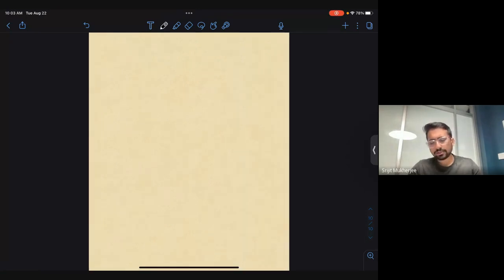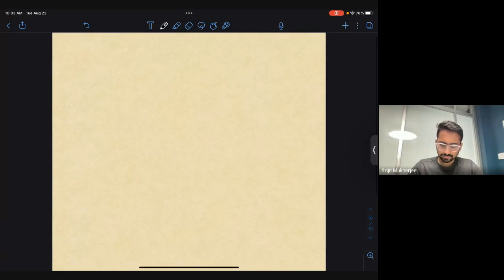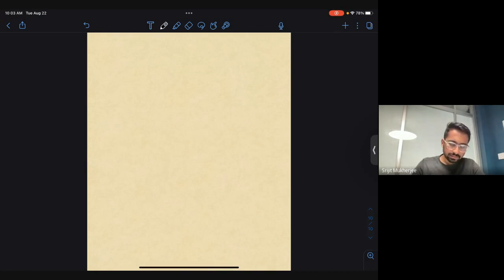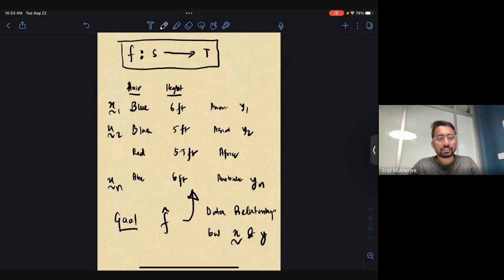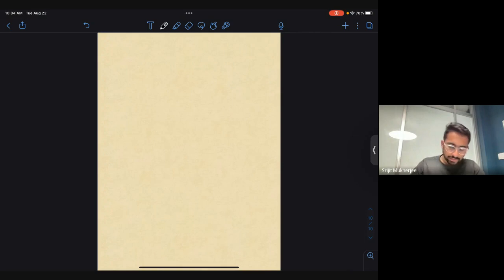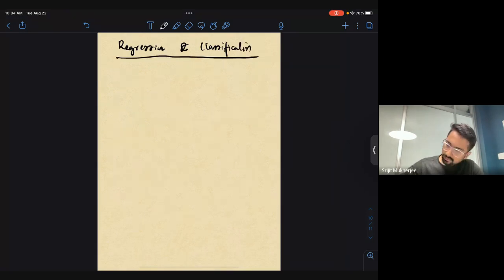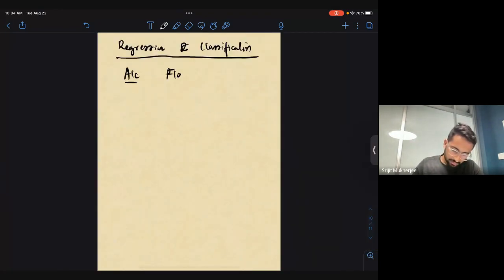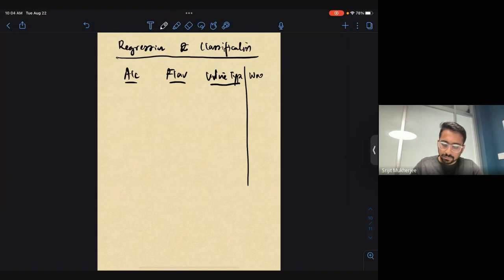So this is the goal of supervised learning. Let me give you a simple example. We will learn a lot of examples, but the simple example is the difference between regression and classification. Let's take that data set of mine. You have alcohol, you have flavonoids, and you had one wine type. The wine type was categorical, but instead of wine type, suppose we had another response, wine price. This would be numerical.